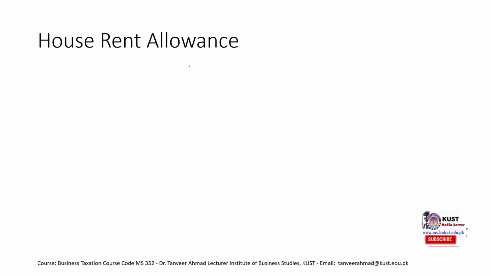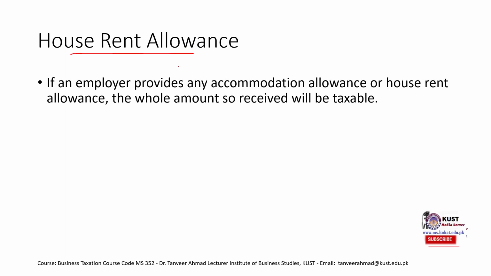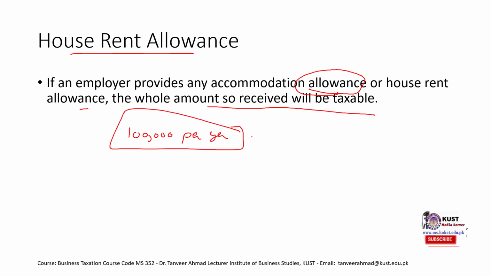So similarly, in house, first we are going to discuss the allowance, the monetary benefit that the employer will give you. If an employer provides any accommodation allowance, not the facility, but allowance, or house rent allowance, the whole amount so received will be taxable. So for example, if someone is getting 1 lakh rupees per year for house rent allowance, which we would call HRA, then the tax would be paid on this whole amount, right? It is not exempted from the tax income.